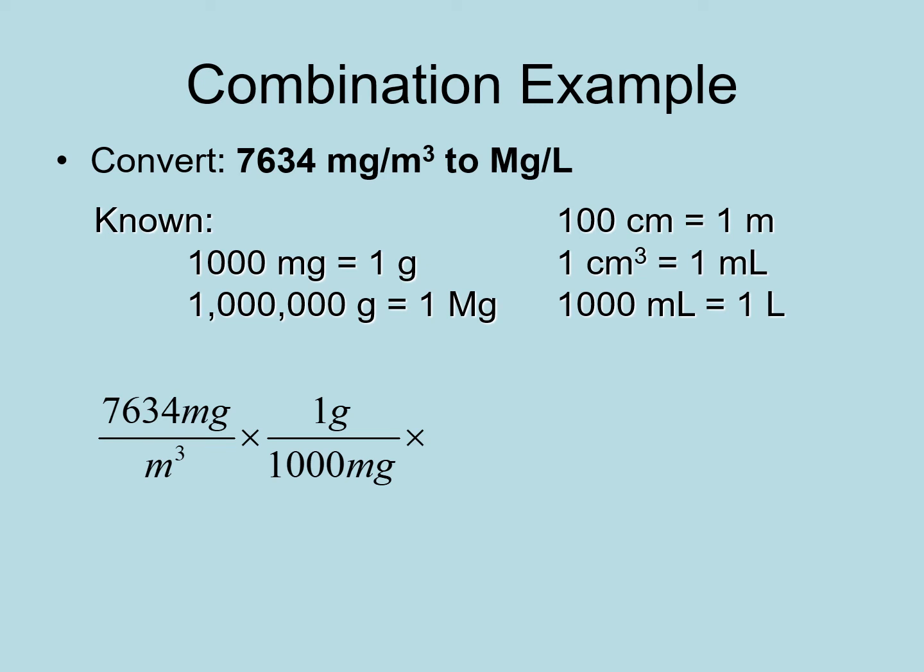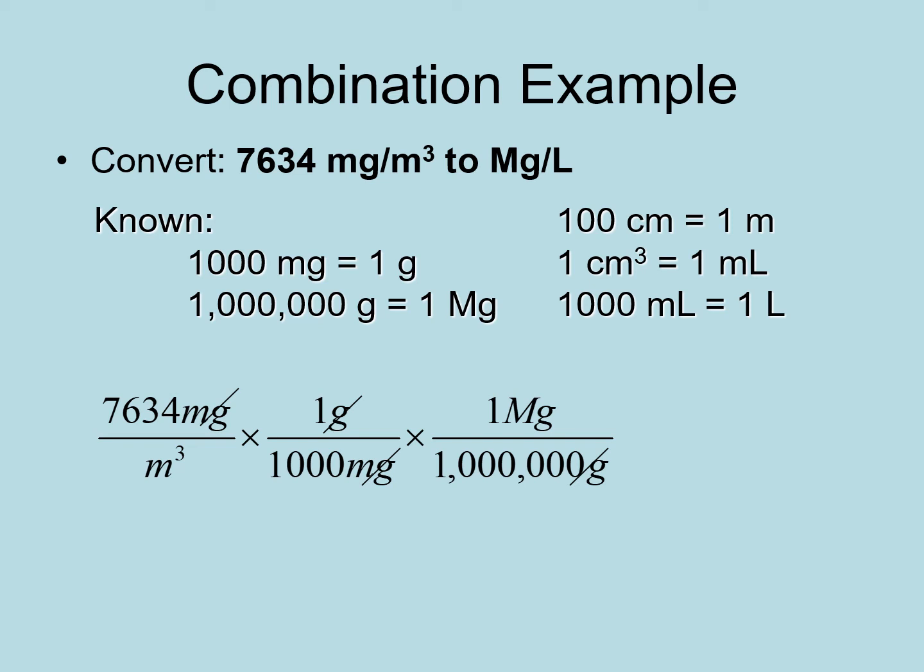I want megagrams. So if I look at another equivalence, I see 1 million grams equals 1 megagram. Let me put that in fraction form. Notice that I put the grams in the denominator, so they will cancel out with the numerator. Now I'm left with megagrams in the numerator, and that's what I want. So I'll proceed now to cancel out the cubic meters.